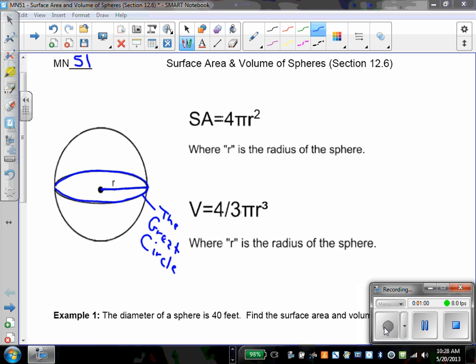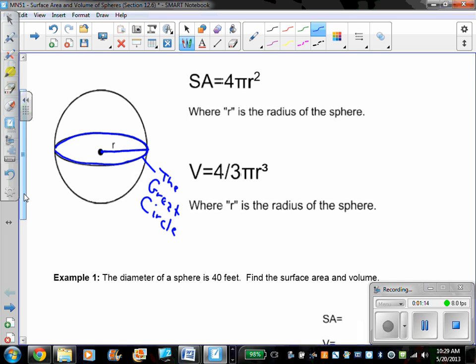Okay, you'll notice that we have the formula for finding the surface area of the sphere. Surface area equals 4 times pi times radius squared, where r, of course, is the radius of the sphere. The volume is 4/3 pi r cubed, where again r is the radius. You could also write this as 4 times pi times radius cubed divided by 3, and that sometimes is easier for students to do in the calculator. Just throwing it out there in case one is easier for you than the other.